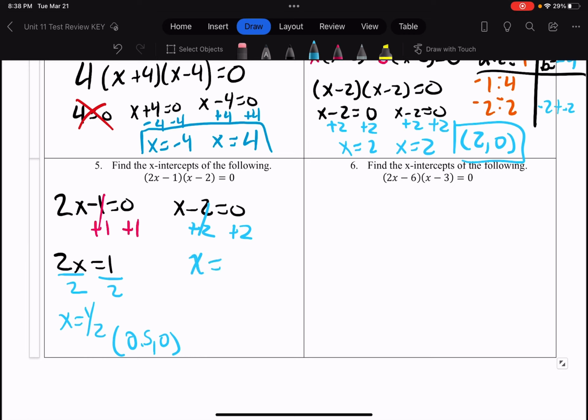So that leaves me with x equals 2 and x-intercept of (2, 0). So my two x-intercepts there are (0.5, 0) and (2, 0). Same idea with number 6.